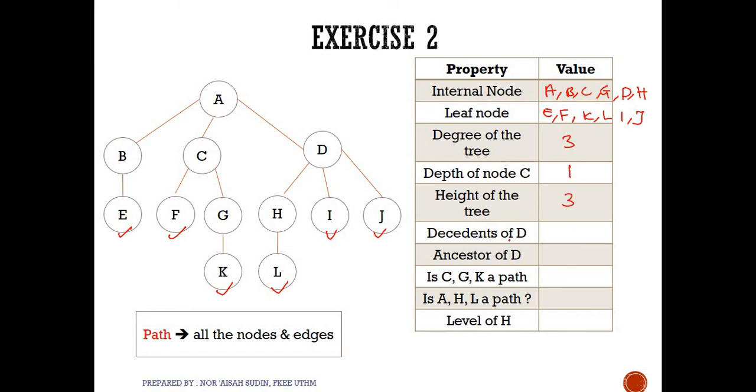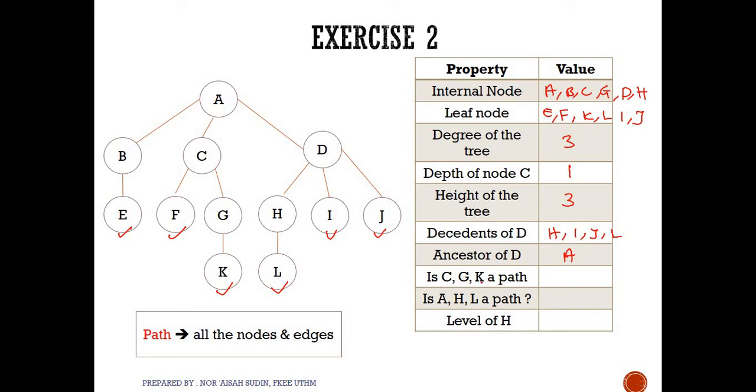What about the descendants of D? You have to find all the children and grandchildren of D, which are H, I, J, and L. What about the ancestors of D? The ancestors of D are the parents, grandparents, or great-grandparents of D. There is only one parent here, so it should be A.